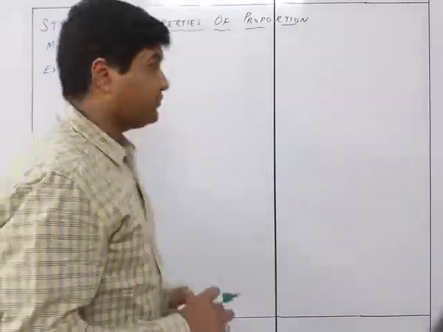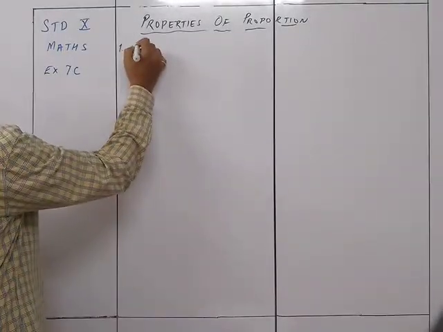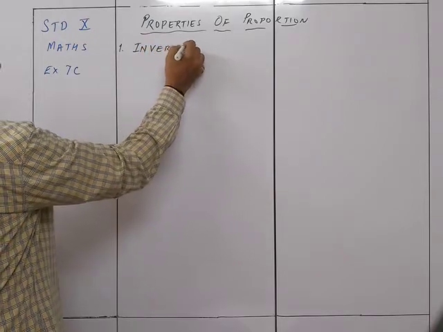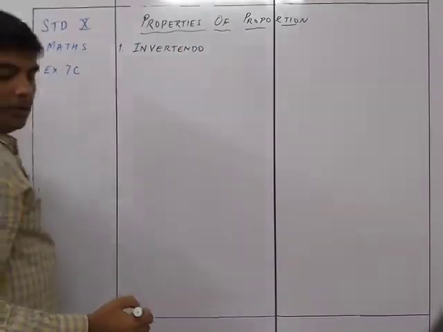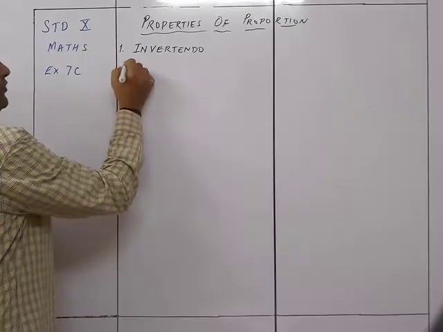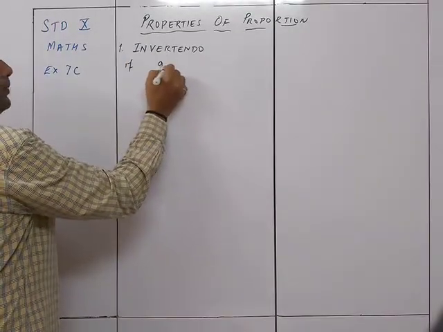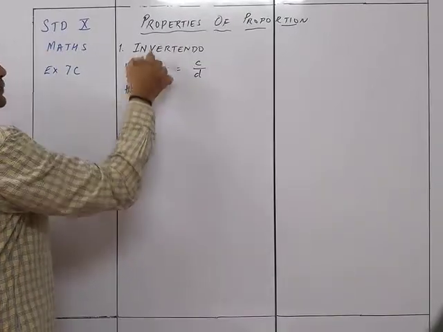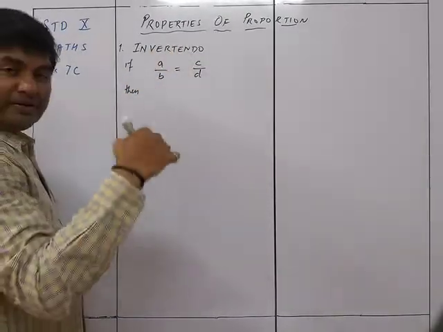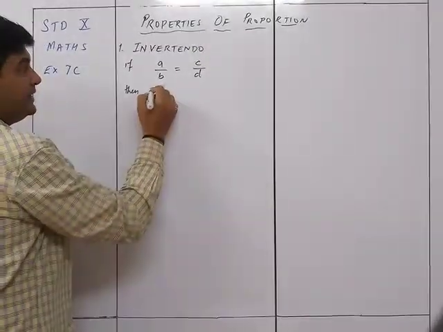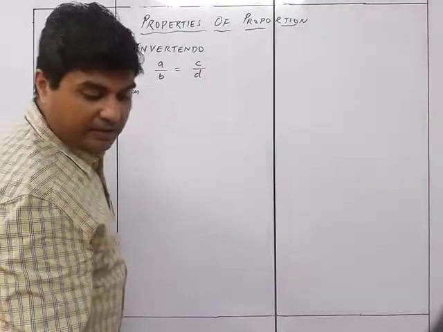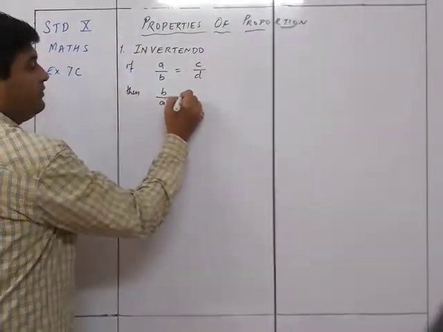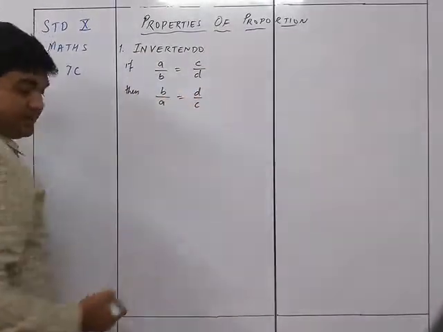The first property is called invertendo. What happens in invertendo is that if it is given that A upon B is equal to C upon D, then as per invertendo, the reciprocal is also true. That is, you have the reciprocal of both the sides. That means B upon A will be equal to D upon C.